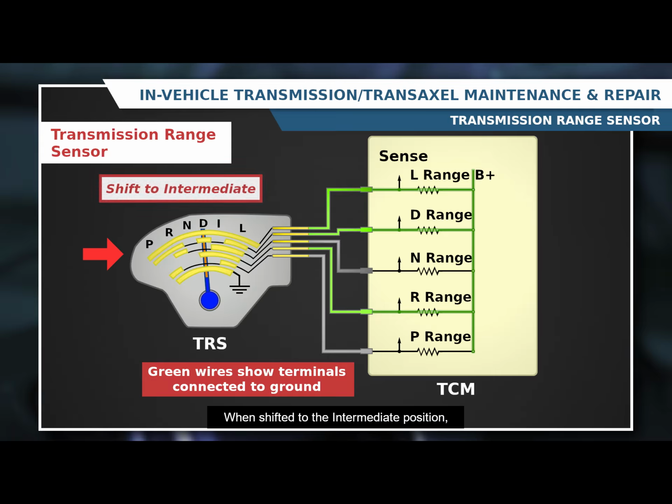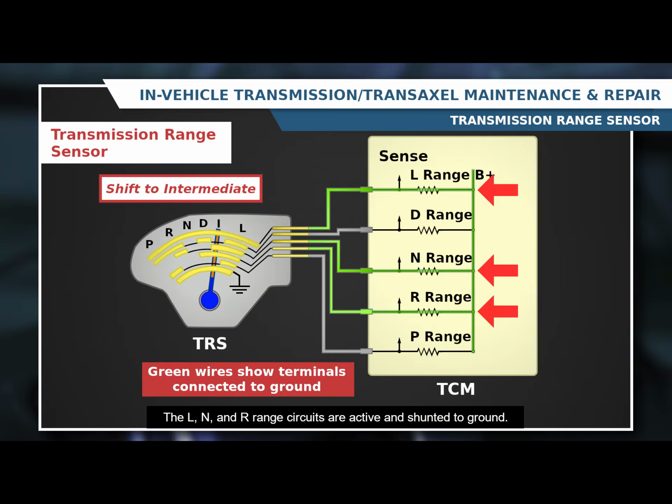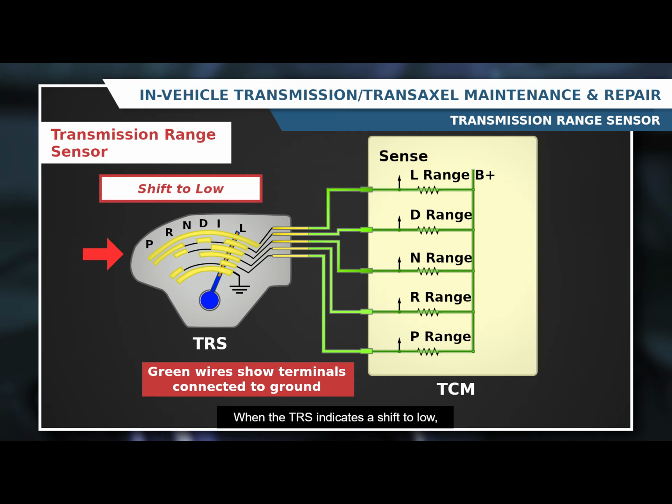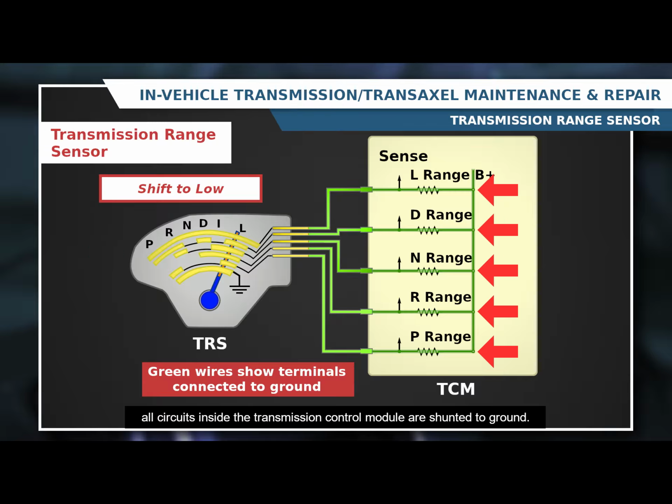When shifted to the intermediate position, the L, N, and R range circuits are active and shunted to ground. When the TRS indicates a shift to low, all circuits inside the transmission control module are shunted to ground.